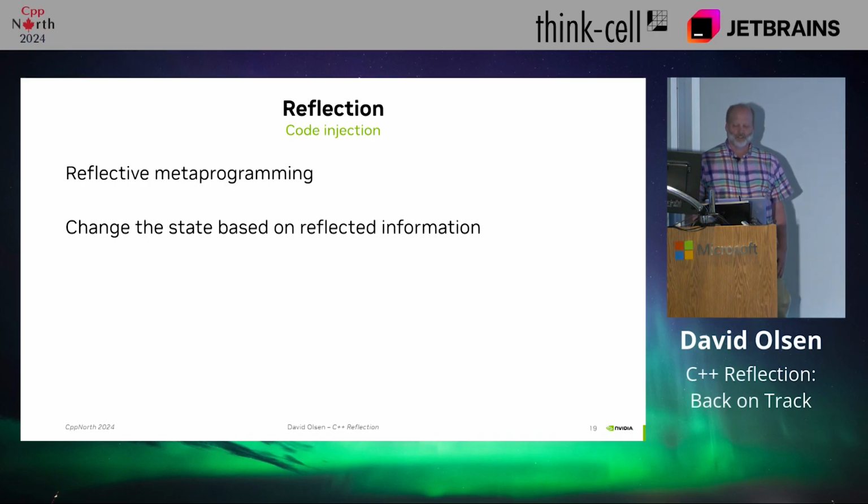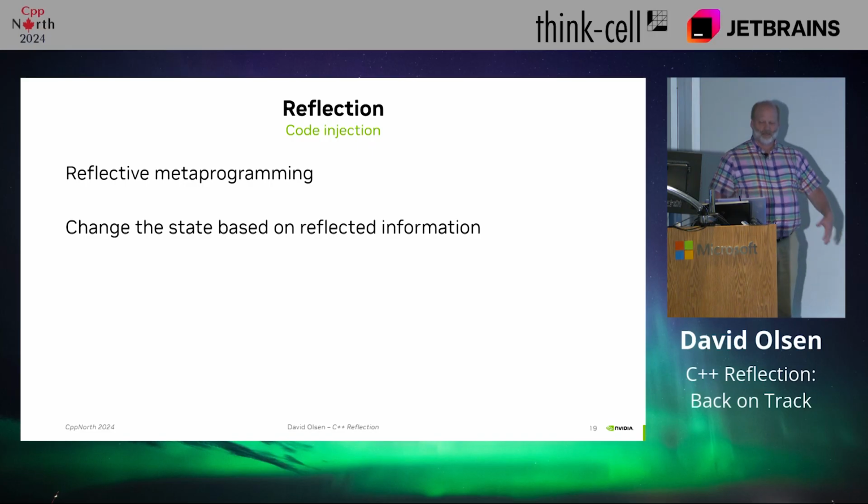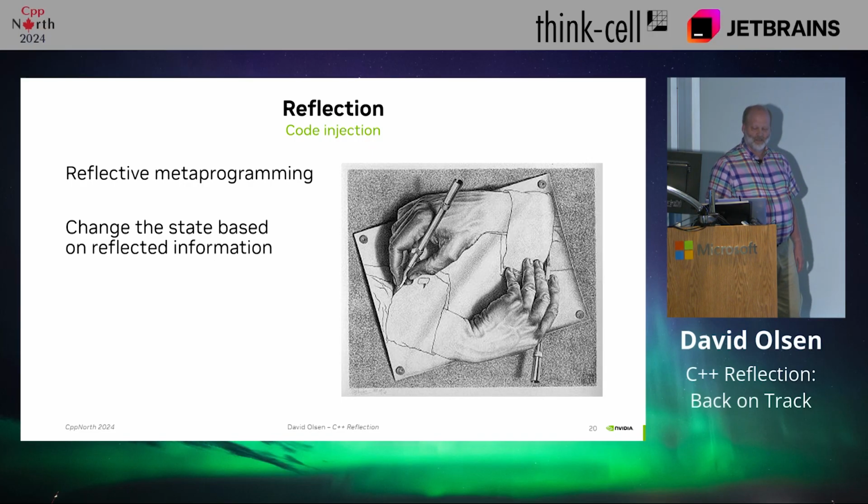The other side of reflection is code injection, also known as reflective metaprogramming. This is the opposite of introspection. This is lumped together under the general term reflection and differs from other kinds of metaprogramming because the results of reflection queries are used to generate code. I looked for a picture of a robot fixing itself to represent reflective metaprogramming, but I couldn't find a good one. So you'll have to settle for Escher's drawing of 2 hands drawing themselves.